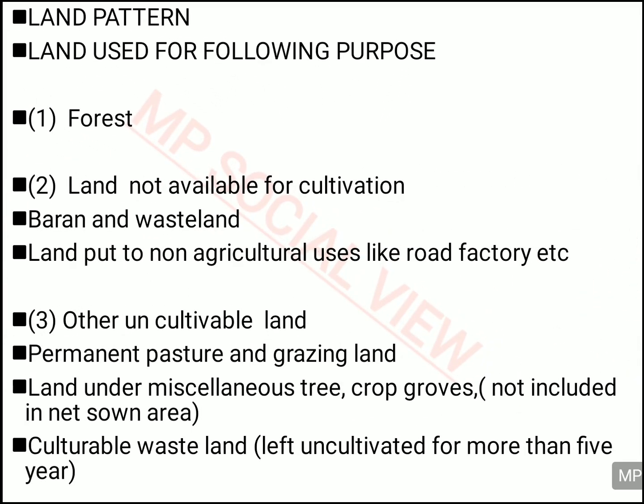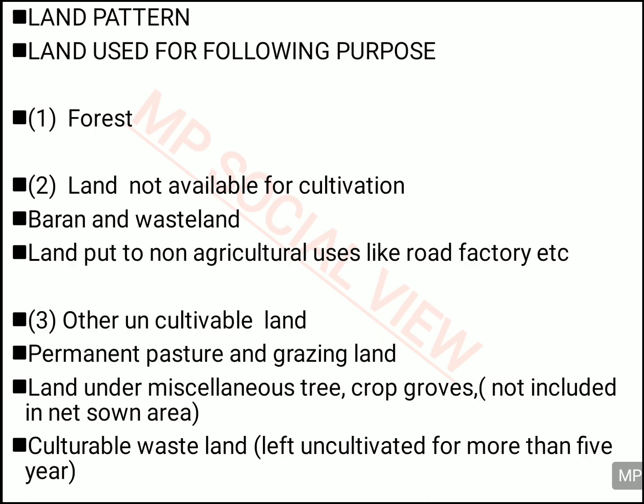Now let's see how the land is used for various purposes. This is called land pattern. How you use the land for various purposes is called land pattern. So you can use the land for forest. There is also some land which is not available for cultivation, like barren land and wastelands, which are not used for cultivation because cultivation is not possible there.